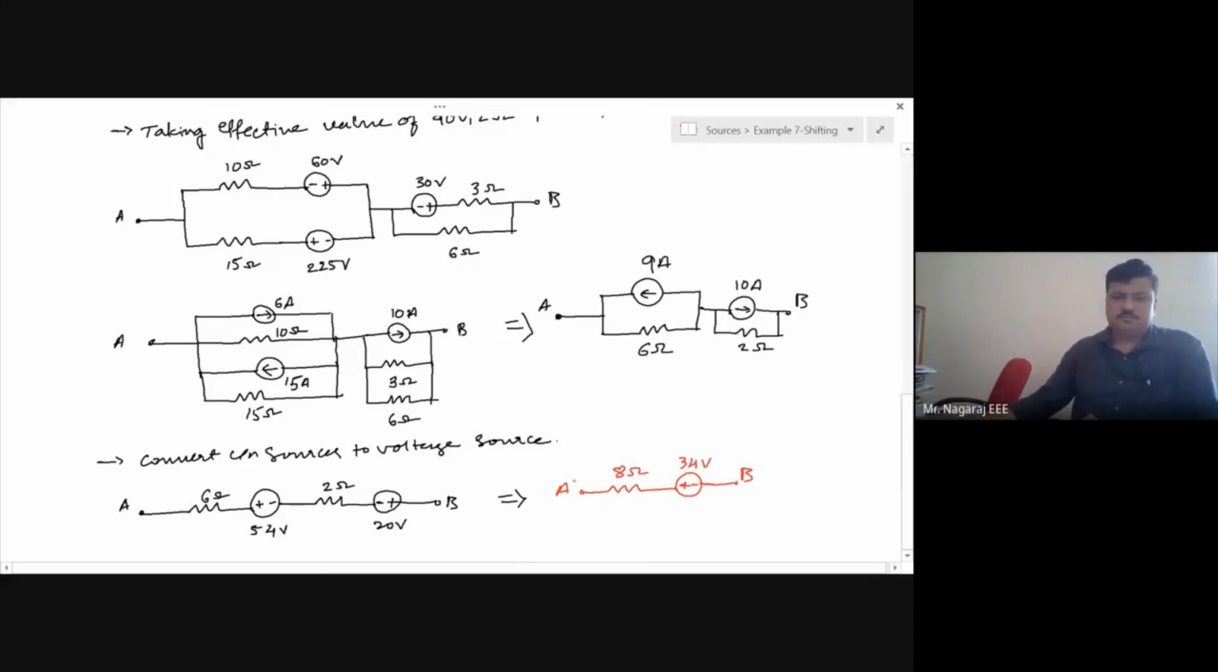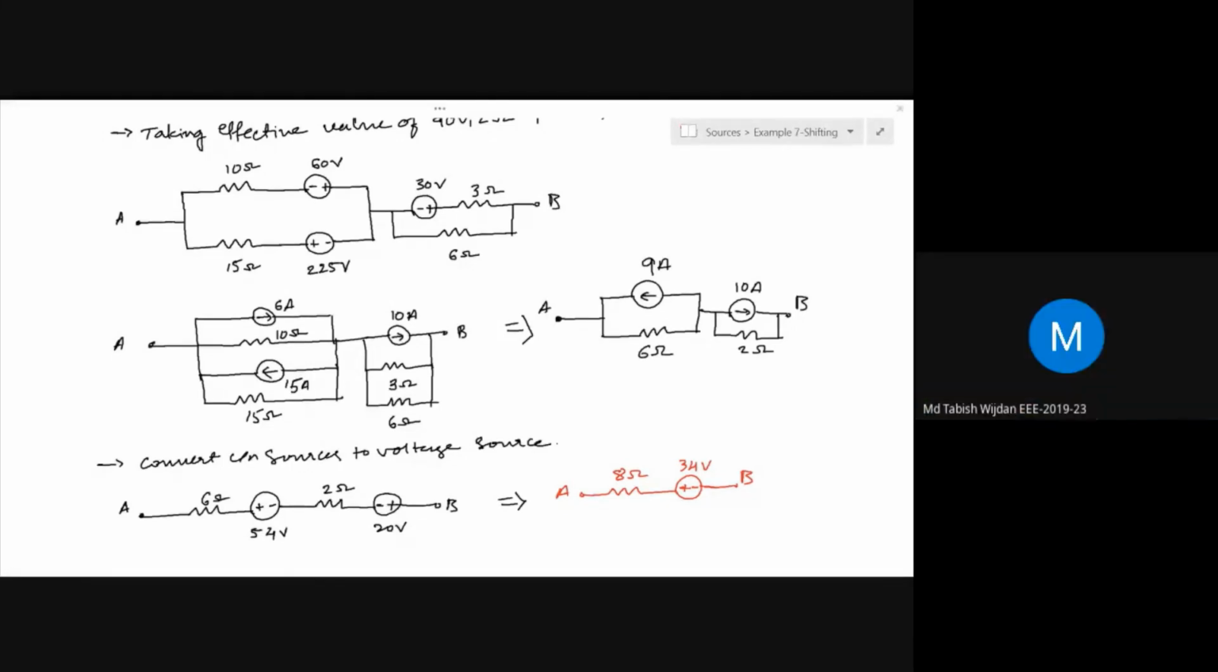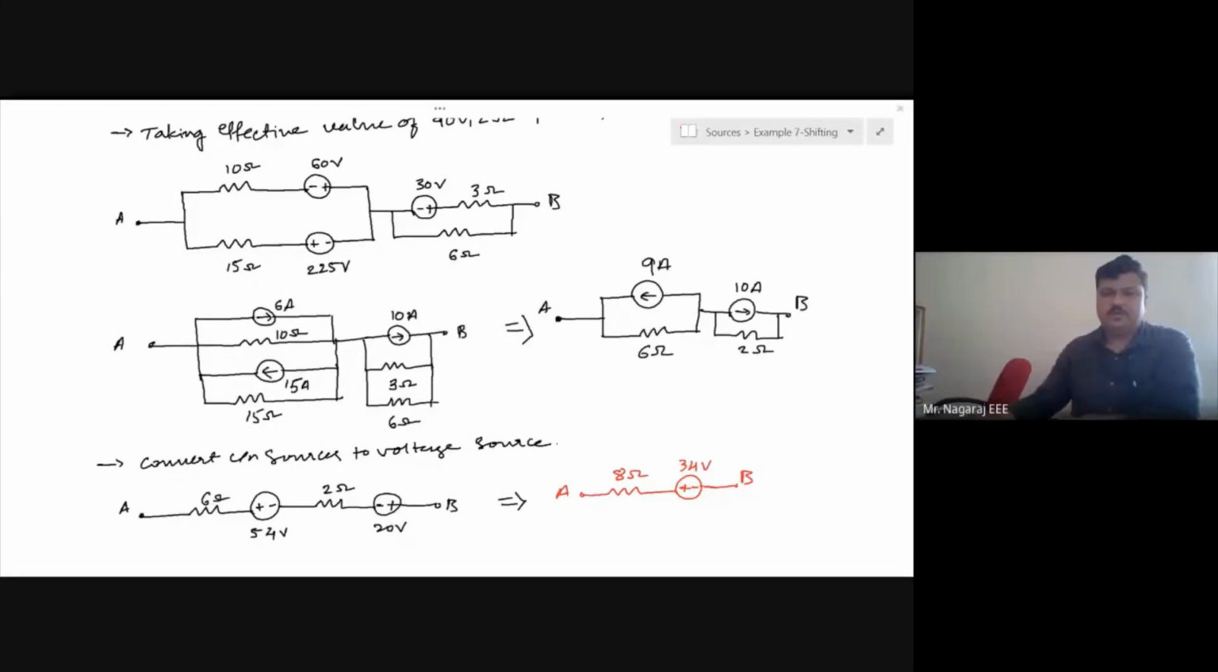Okay. Yes, sir. Right. So with this example solution, we'll end today's session. And in the next class, we will look into the star delta transformation of resistance, which is another circuit reduction technique for passive elements.